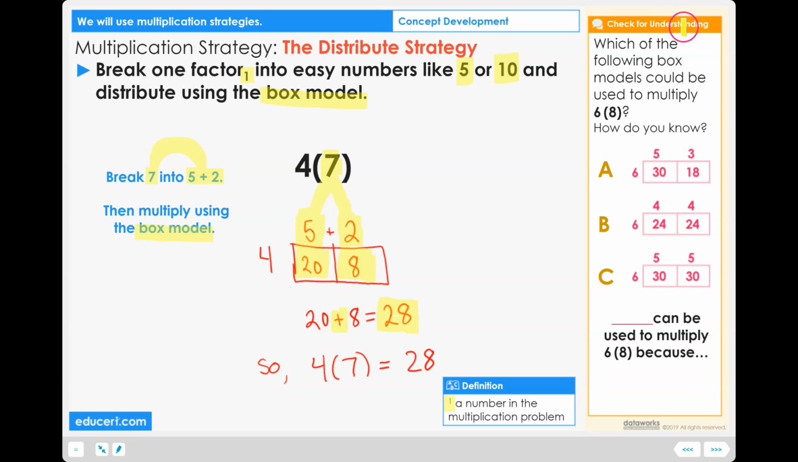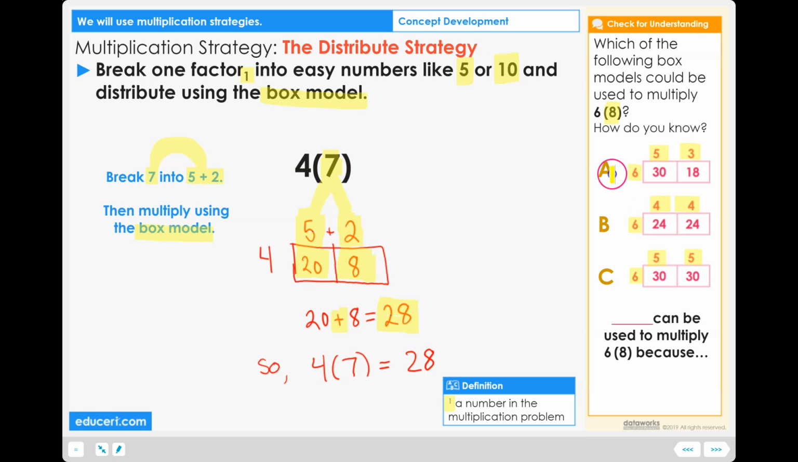Let's take a look at the check for understanding. Ready, read. Which of the following box models could be used to multiply 6 times 8? And here's the factor that we're going to think about breaking apart. How do you know? So let's take a look here. Option A, we see a box model with a 6 on the outside and a 5 plus 3 on the top. B, a 6 on the outside and a 4 plus 4 on the top. C, a 6 on the outside and a 5 plus 5 on the top.